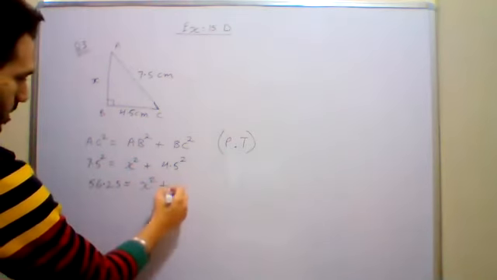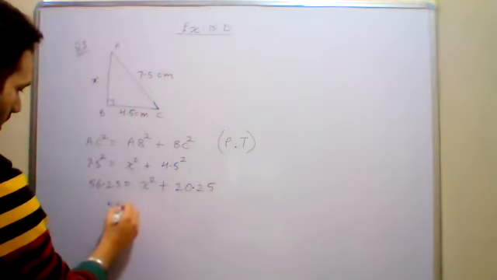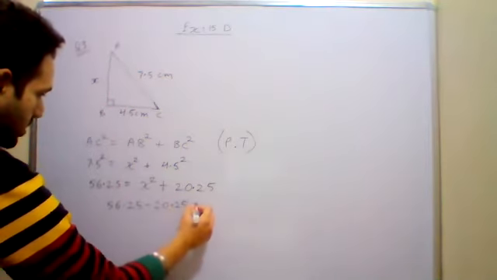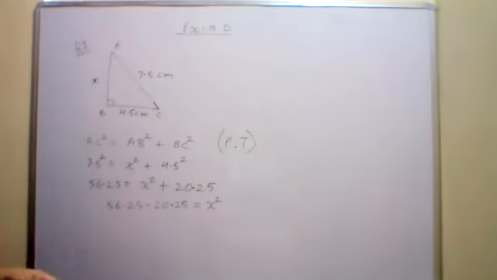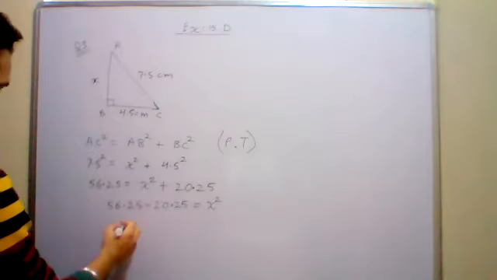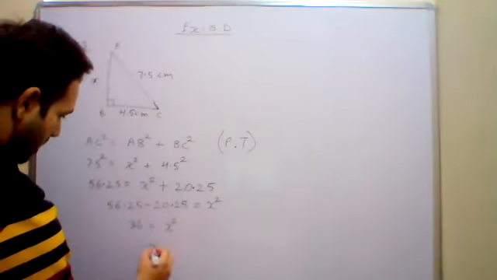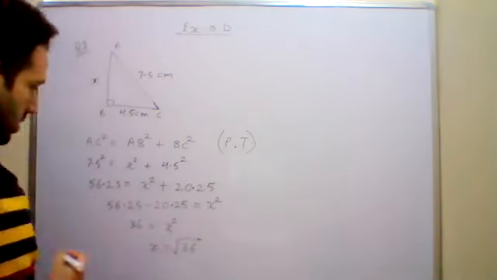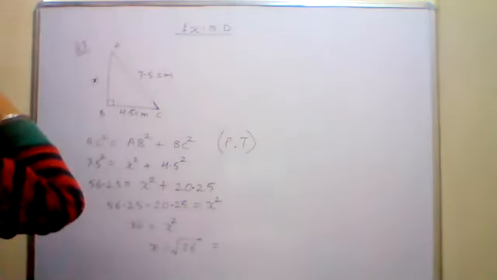4.5 square is 20.25. So 56.25 minus 20.25 is equal to x square. 56.25 minus 20.25 is equal to 36. 36 is equal to x square. That means x is equal to the square root of 36. The square root of 36? Sir, 6. Yes, the square root of 36 is 6.